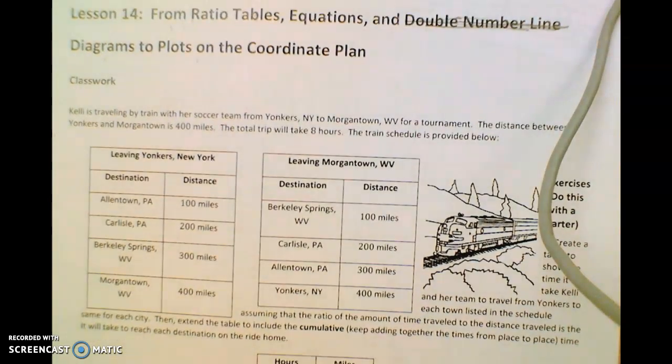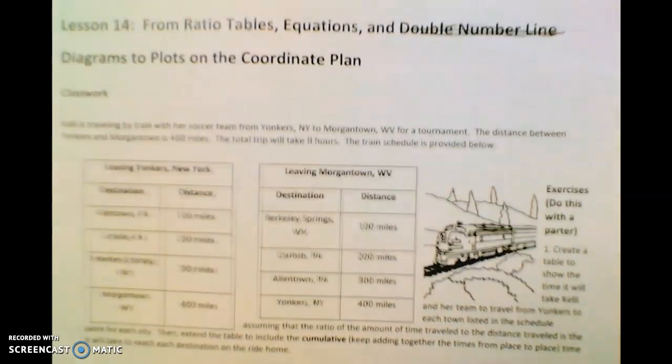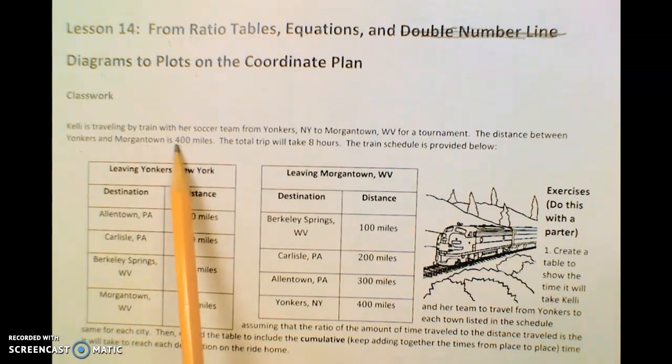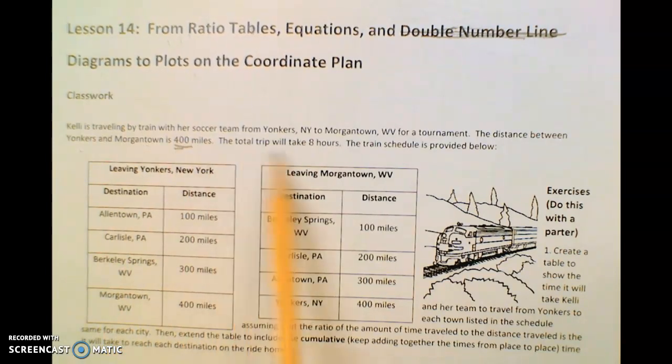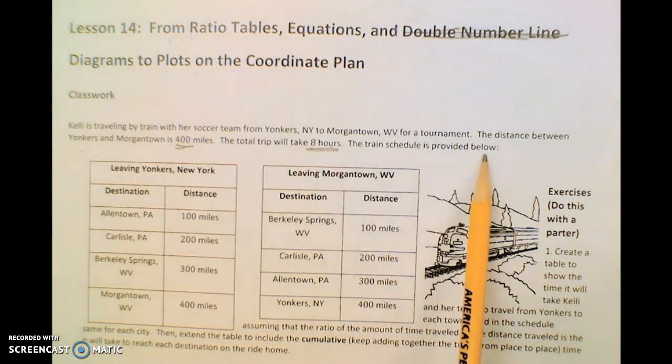So today we're going to start with this situation in the soccer team. It says Kelly is traveling by train with her soccer team from Yonkers, New York to Morgantown, West Virginia for a tournament. The distance between Yonkers and Morgantown is 400 miles. The total trip will take 8 hours. The train schedule is provided below.